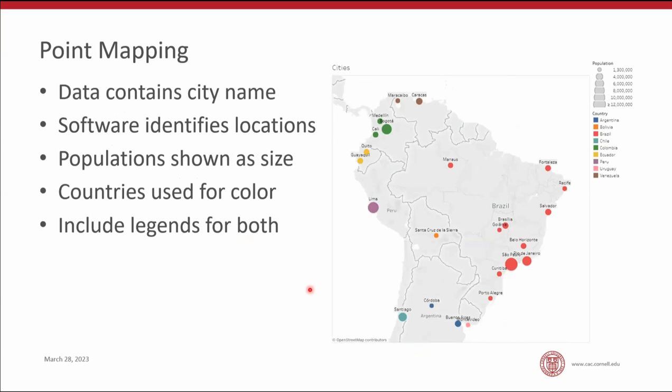Here is an example with the cities, where all of the data had in it was the name of the city and the country and the population. So Tableau was able to say, okay, I know where that city is, and then I was able to color the circles based on the country. So Brazil cities are all here in red, and then the size was dictated by the population. So you get a nice presentation there. It wasn't very hard to do at all.